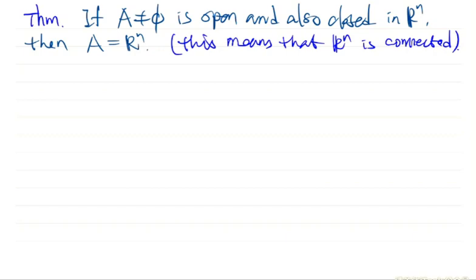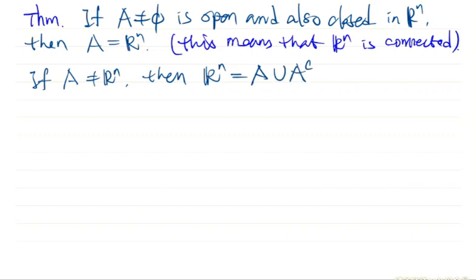Okay, so let us have a look at this result. If A is not Rn, then Rn can be written as the union of A and its complement. But A is open, and A is also closed. Therefore, the complement of A is also open, because A is closed. So the complement of the closed set A is also open.